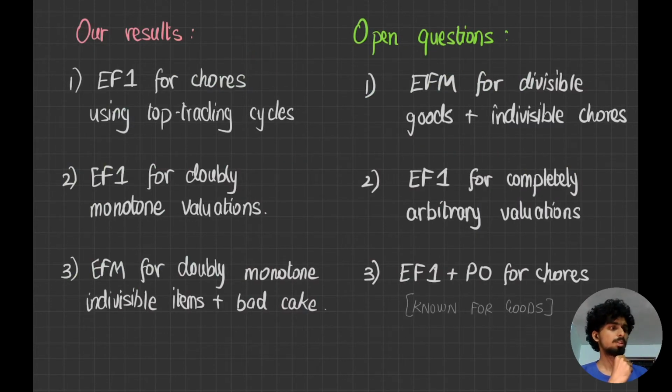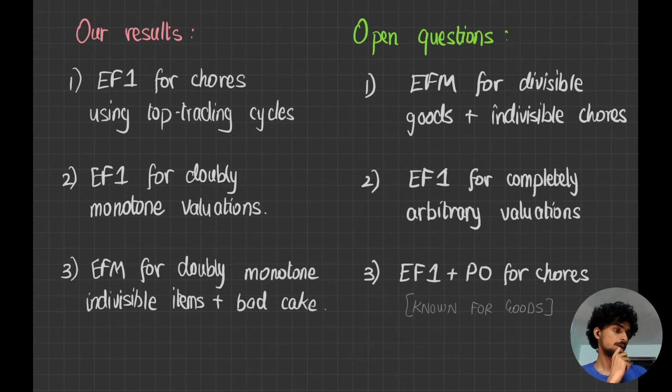Just to sum up, the results that we had were fair allocations for chores using top trading cycles, fair allocations for goods plus chores using doubly monotone valuations, and fair allocation when you have both divisible and indivisible resources with both desirable and undesirable in each case, right? With just bad cake.